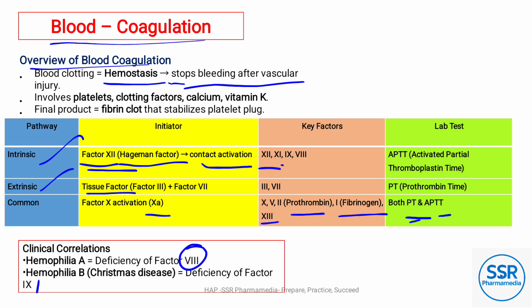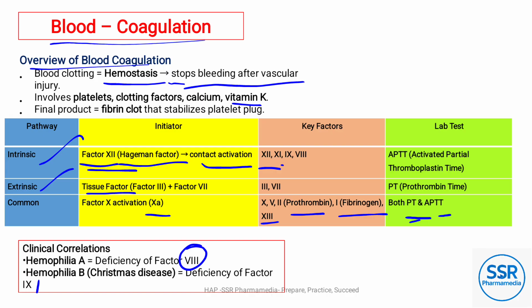So we will discuss blood coagulation, blood clotting, hemostasis. It stops bleeding after vascular injuries. It involves platelets, clotting factors, calcium and vitamin K. The final product is the fibrin clot that stabilizes the platelet plug.